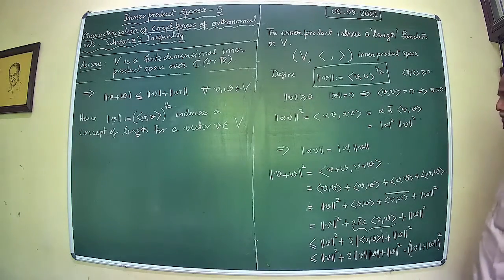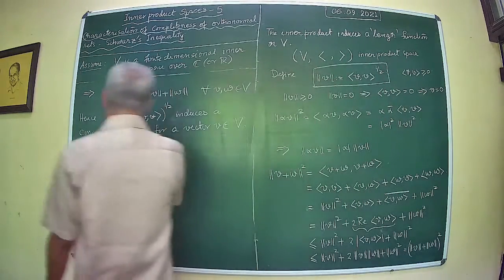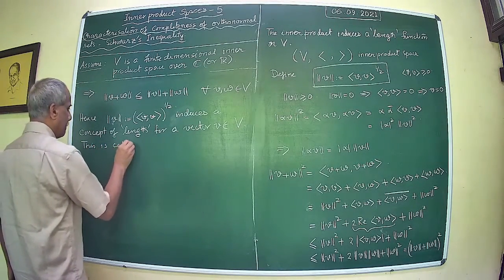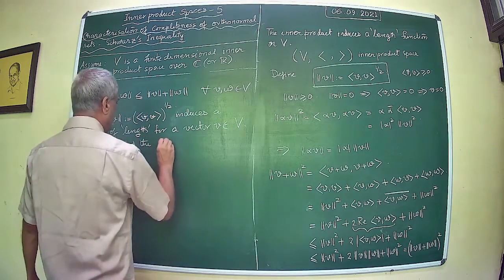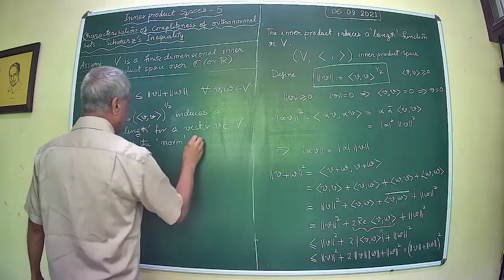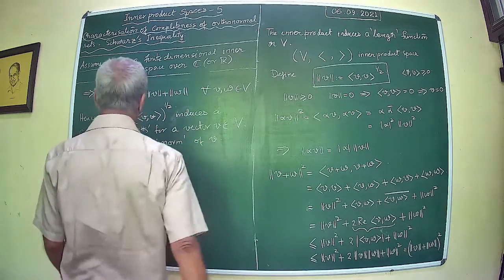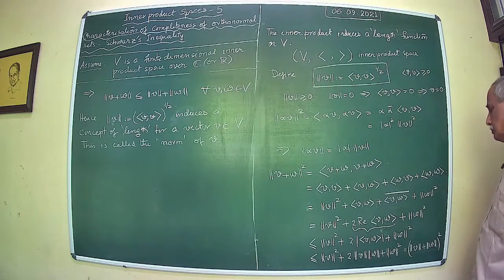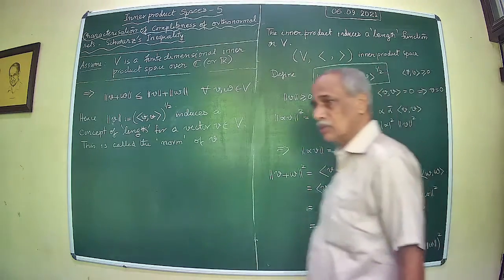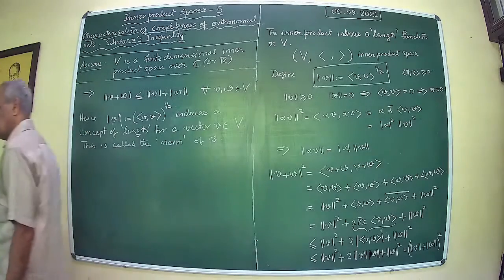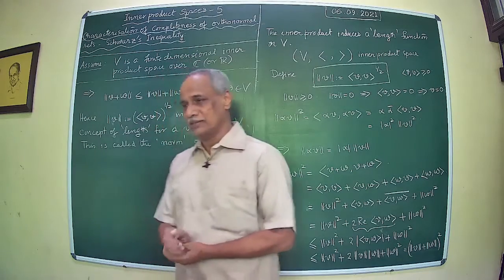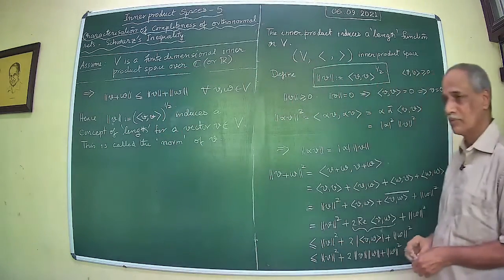which is what is called the length function. This is called the norm. It's called the norm of V. So that proves that the inner product induces a concept of length for each vector on a vector space, if it is an inner product space.